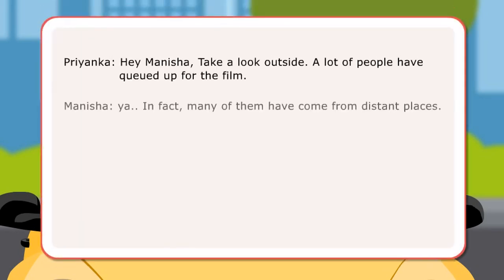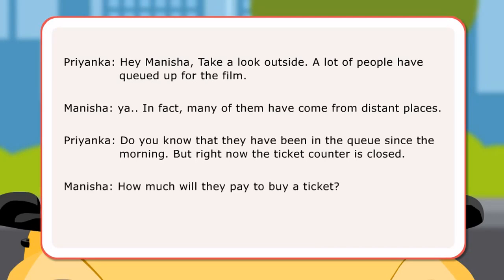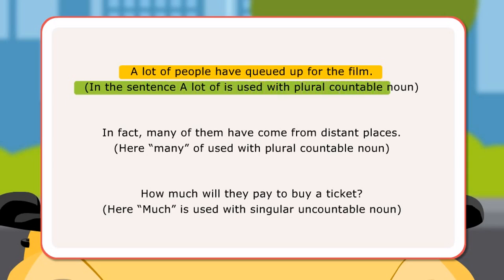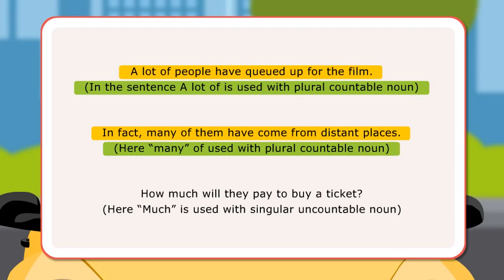In the conversation, we come across many quantifiers to talk about quantity, amount, and degree. Here are some example sentences. A lot of people have queued up for the film. In the sentence, a lot of is used with plural countable noun. In fact, many of them have come from distant places. Here, many of is used with plural countable noun. How much will they pay to buy a ticket? Here, much is used with singular uncountable noun.